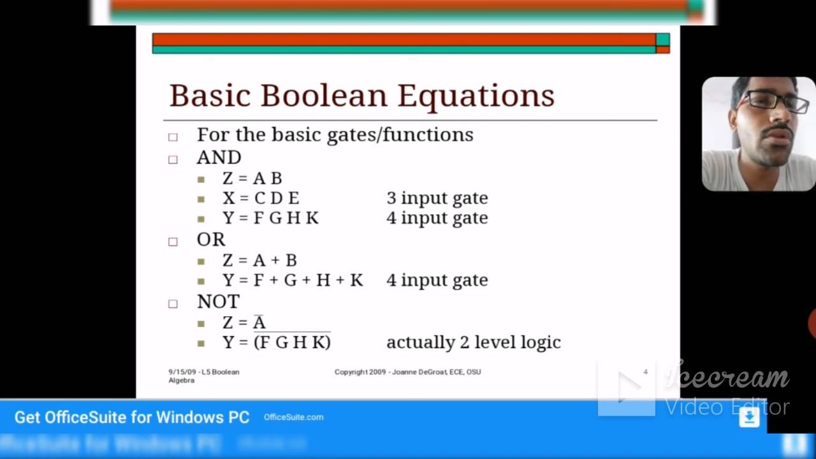As we know, an equation cannot be complete without operators, because an equation always consists of some operands as well as some operators. As in decimal numbers, whenever we write an equation we can use the operators plus, minus, multiplication, division and so on. Similarly, in Boolean algebra we can use only three operators: the AND operator, the OR operator and the NOT operator, which we have discussed earlier.